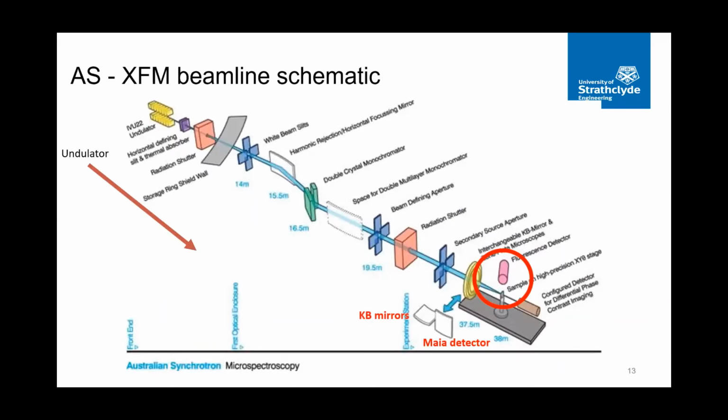For the XFM beamline, the beam comes from an undulator off the ring. But the main things to draw your attention to on this one are the KB mirrors that focus the beam in the horizontal and vertical position, and the Maia detector. The beam is not focused for imaging, it is not focused for energy, so it uses the broad spectrum from about 2 to 18 or 20 keV.